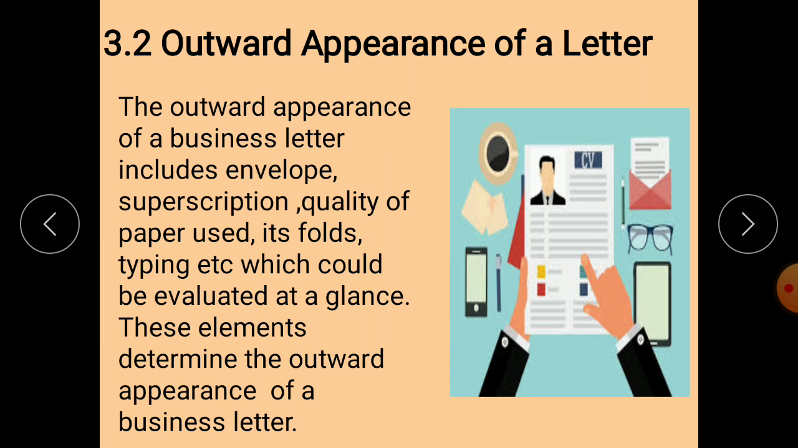Now, outward appearance of a letter. A letter is drafted with proper prior planning, but if the outward appearance is not attractive, the receiver will be least interested in reading it, and it may affect the business of the writer adversely. The outward appearance of a business letter includes envelope, superscription, quality of paper used, its folds, typing, etc., which could be evaluated at a glance. These elements determine the outward appearance of a business letter.